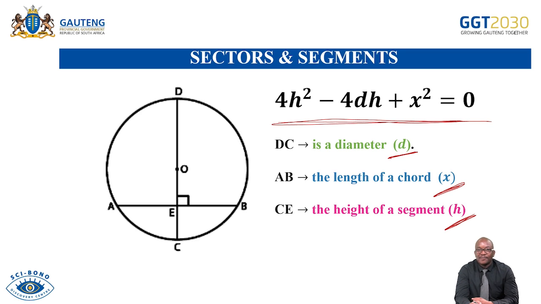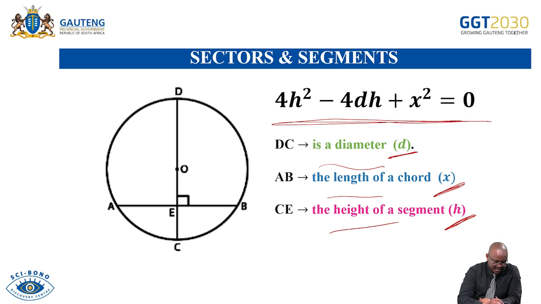And the nice part about this is that the way I am describing it here is the way it's described in the formula sheet. They will tell you that D represents the diameter, X represents the chord, and H represents the height of the segment. Correct. So that's what you will be given in the formula sheet.